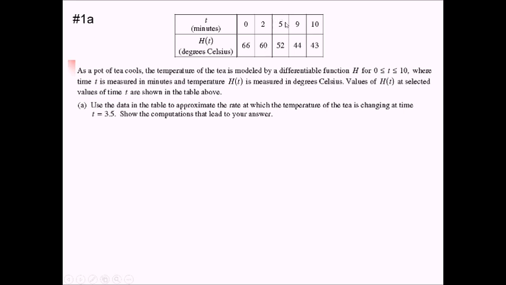So I'm going to do h of 5 minus h of 2 all over 5 minus 2. That's going to be 50 minus 60 over 5 minus 2, so over 3. And let's see here, 50 minus 60, that's negative 8. So we have negative 8 thirds. And now the units here, since we've got degrees Celsius over minutes, that's going to be degrees Celsius per minute.